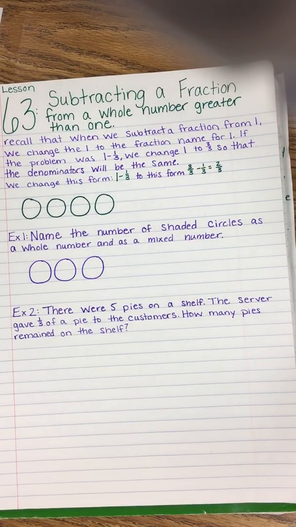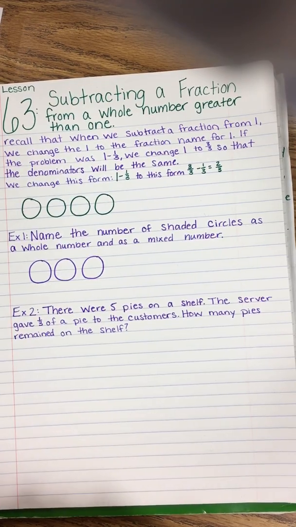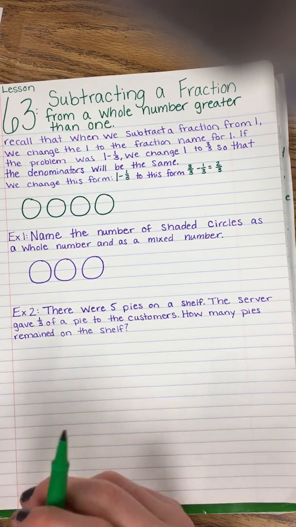Lesson 63. Subtracting a fraction from a whole number greater than 1. Recall that when we subtracted a fraction from 1, we changed the 1 to a fraction name for 1. If the problem was 1 minus 1/3, we changed the 1 to 3/3 so that the denominators will be the same. Then we subtract.